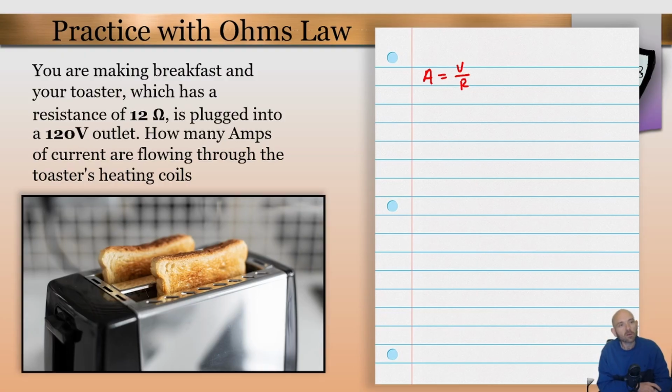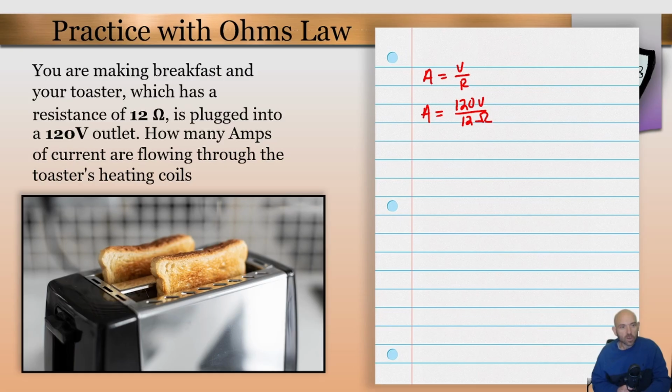In the case of our toaster here, the problem says you are making breakfast and your toaster, which has a resistance of 12 ohms, is plugged into a 120 volt outlet. How many amps of current are flowing through the toaster's heating coils? We can see from the problem that amps is equal to the toaster's 120 volts divided by a resistance of 12 ohms.